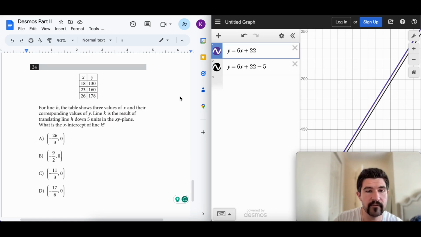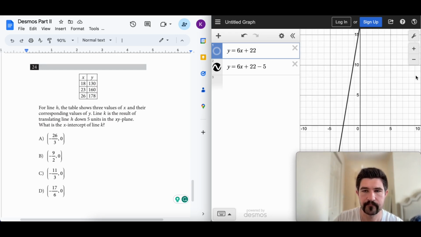And what are we looking for? The x-intercept of that new line, line K. So I'm going to hide the purple one so we don't get distracted by it. I'm going to go to the home thing. And now we want the x-intercept of that black line. What is it? Oh, it's a messy decimal, negative 2.833.